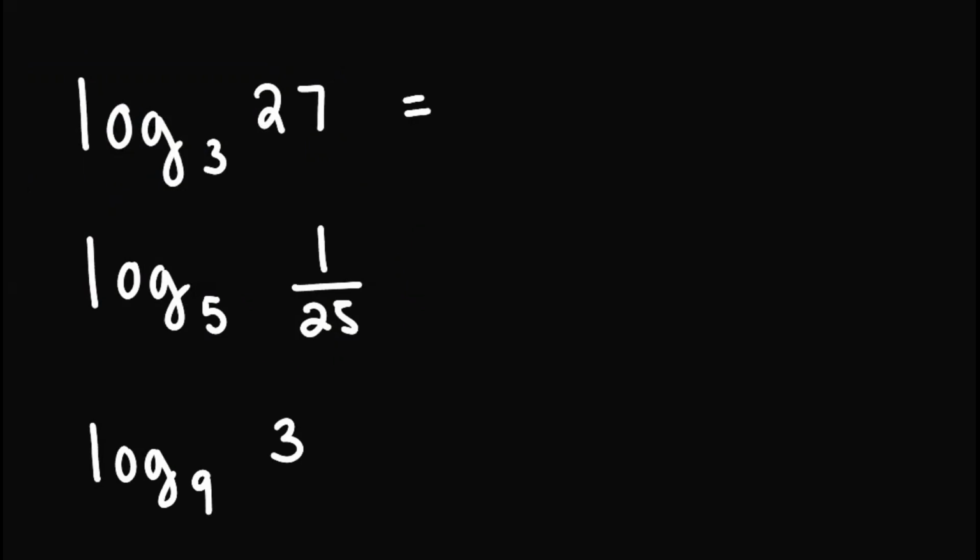For the first one, note that 3 times 3 times 3 is equal to 27. So 3 times 3 times 3 is simply 3 cubed. Therefore, the outcome for this one will be 3.